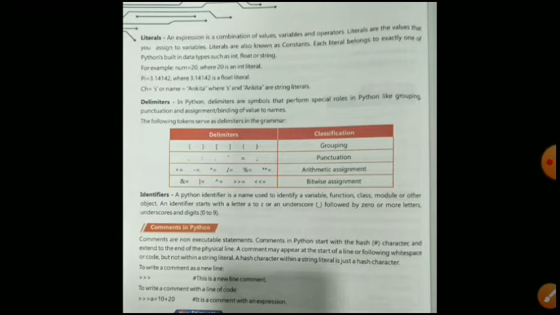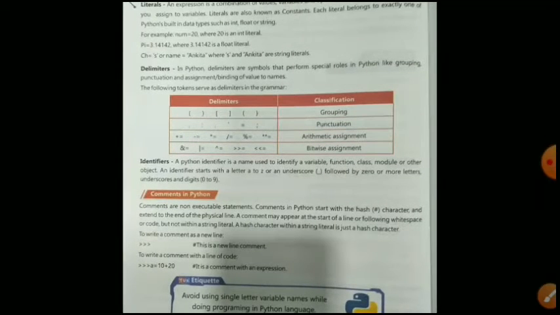Next is delimiters. In Python, delimiters are symbols that perform a special role, like grouping, punctuation, and assignment, binding of values to names. The following tokens serve as delimiters in the grammar: parentheses, brackets, and curly brackets. Its classification is grouping.